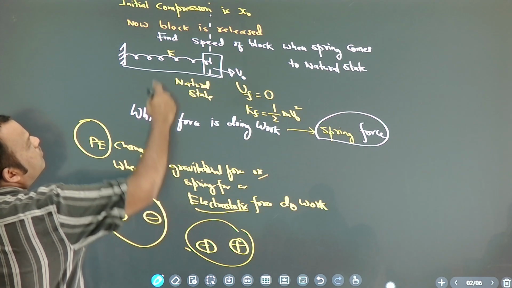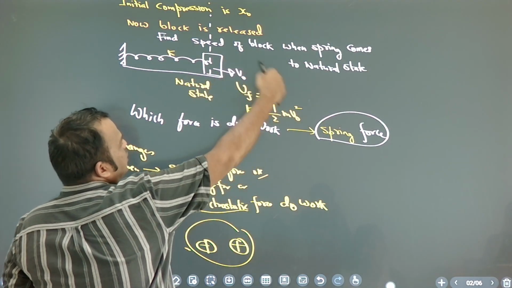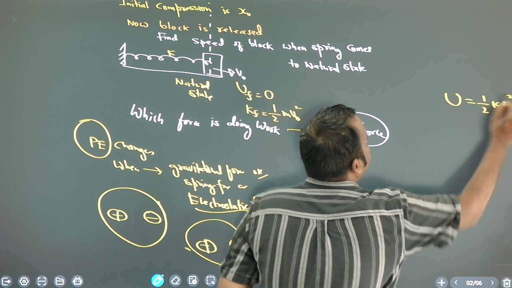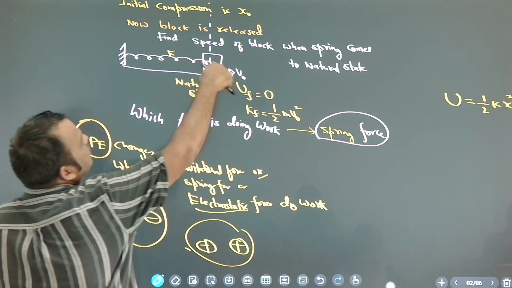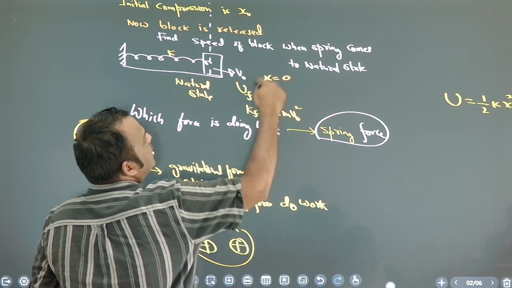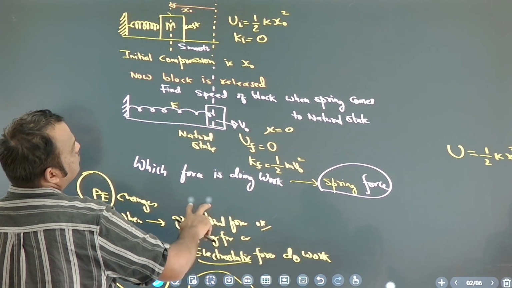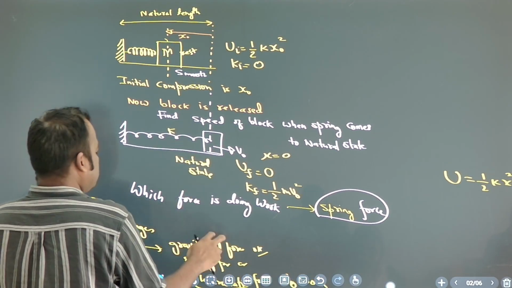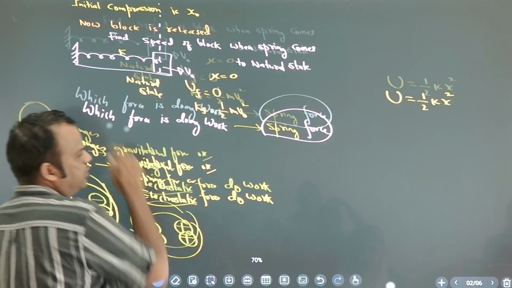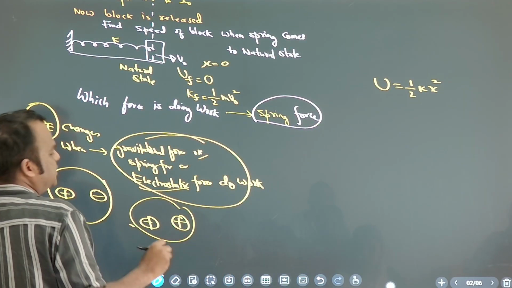So here, what we are having here, spring. So spring potential energy, you know what is the formula for spring potential energy? Half k x square. So when it is natural state, potential energy is 0 because x is 0. When x is 0, potential is 0. So note down. In all these forces, mechanical energy is conserved.